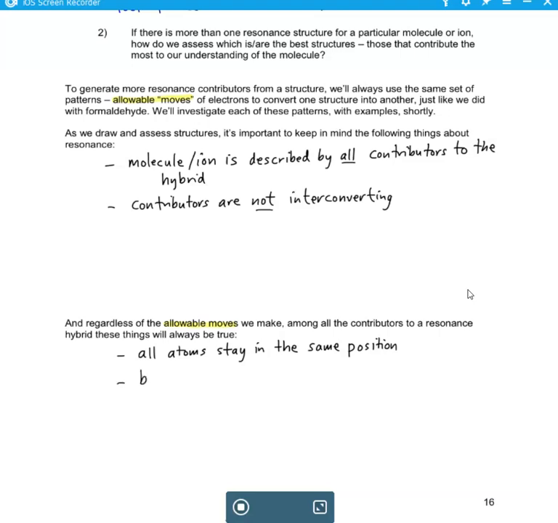What this means is that bond angles stay the same across the hybrid, meaning that the molecule doesn't have different bond angles. Okay, the bond angles are always going to be the same.